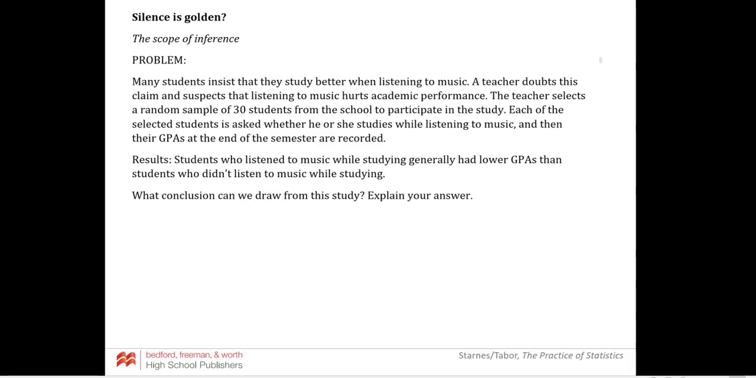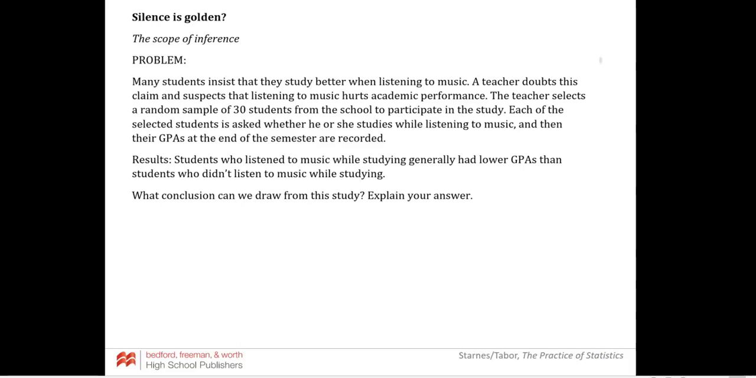So many students insist that they study better when listening to music. A teacher doubts this claim. It's probably me. But it could be true, right? Just because I don't listen to music doesn't mean it doesn't help. The teacher suspects that listening to music hurts. So the teacher selects a random sample of 30 students from the school to participate in the study. Each of the selected students is asked whether he or she studies while listening to music, and then their GPAs at the end of the semester are recorded. Students who listen to music while studying generally had lower GPAs than students who didn't.